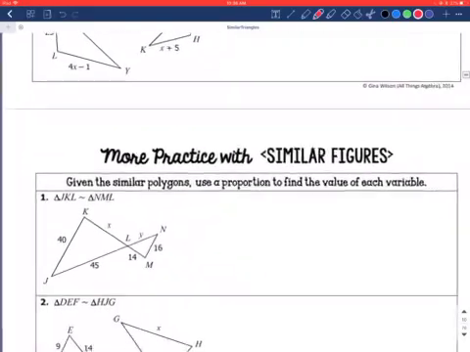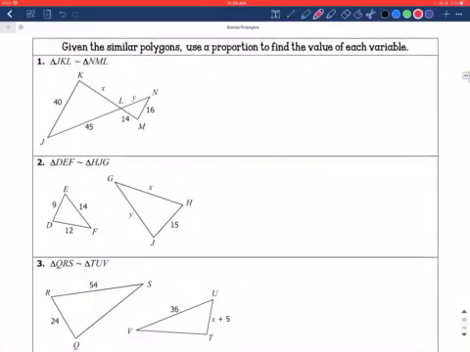All right, and number 9 is just like that, pretty similar. So we're going to go on to more practice and get into a little bit more difficult problems. This is kind of the same thing. Now they have given you an x and a y, and we only have one corresponding side that we actually know of. So we have JK matches up with NM.